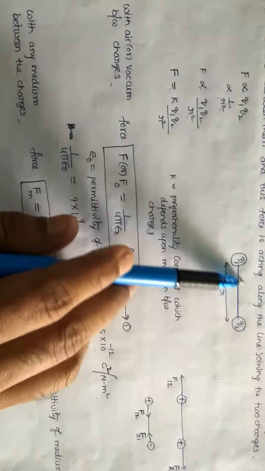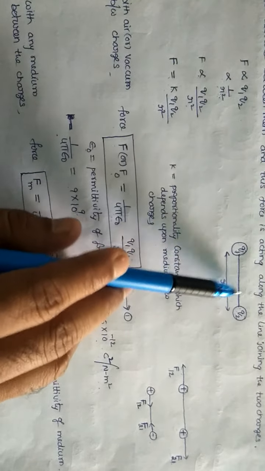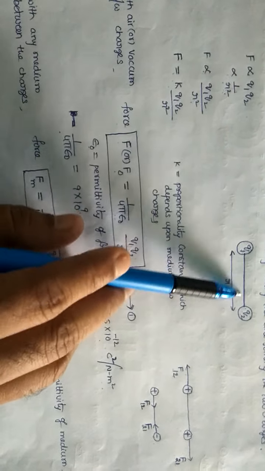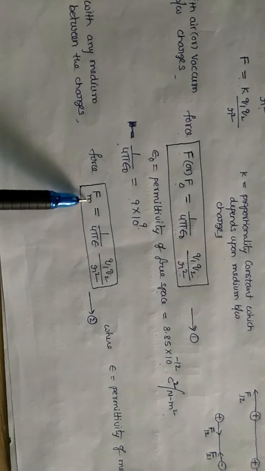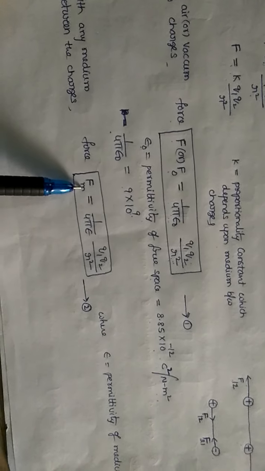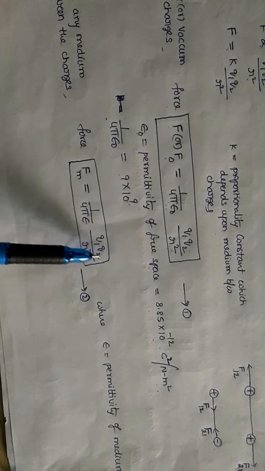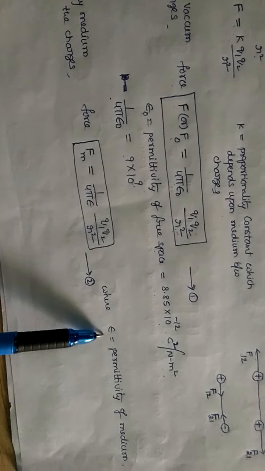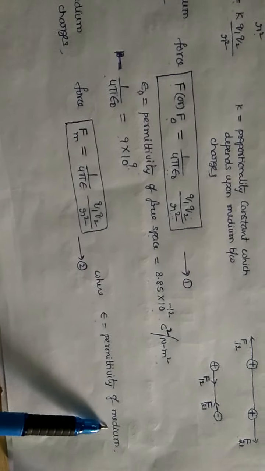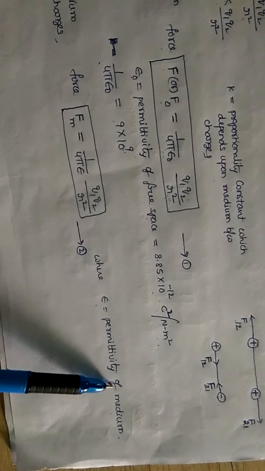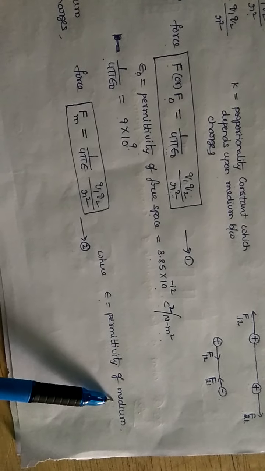Now if in between the two charges any medium is there, mica sheet or any medium, then the force between them, Fm, I am writing, m indicates medium, is 1 by 4 pi epsilon q1 q2 by r square, where epsilon is nothing but the permittivity of the medium, and this epsilon is not constant, it is different for different media.